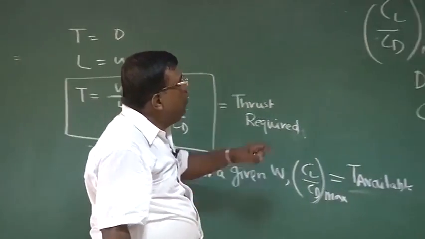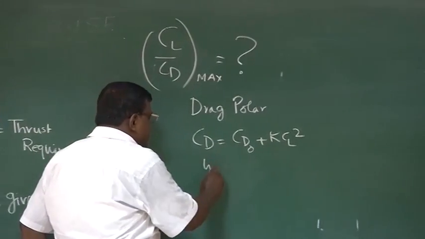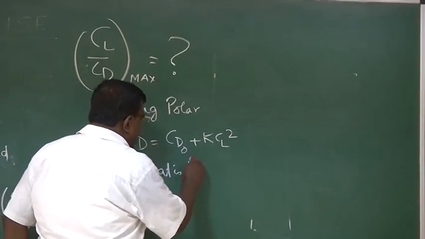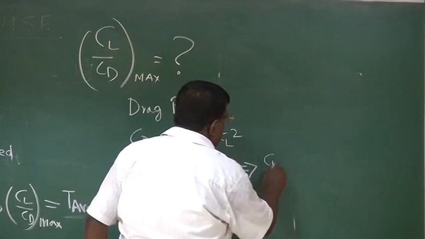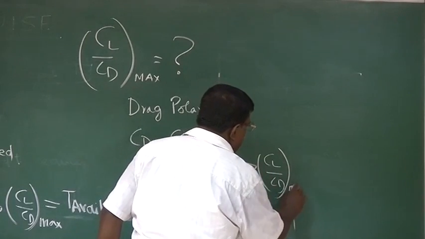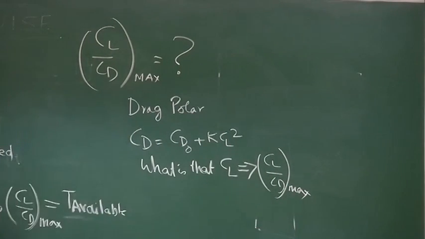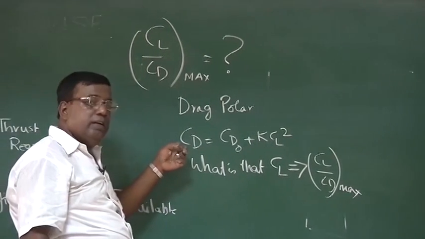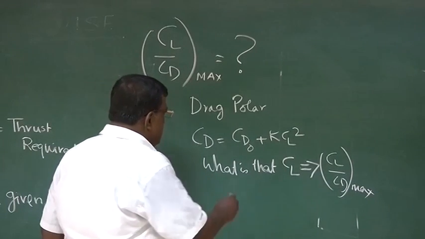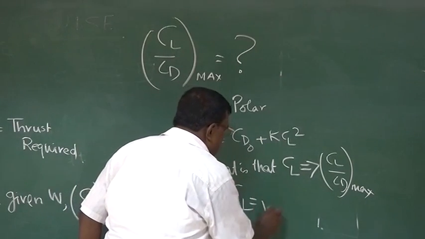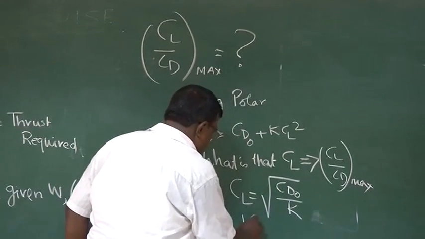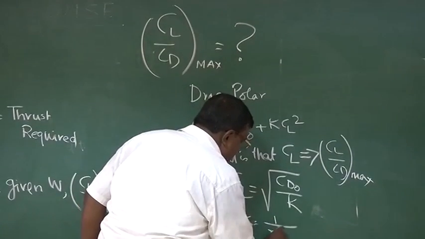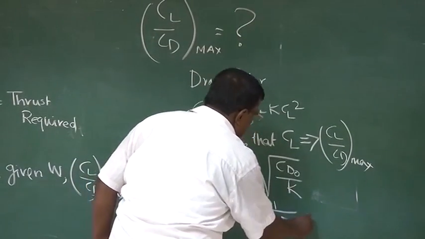The question is, what is that CL that will ensure CL by CD is maximum? Very straightforward, this will be one of your assignment problems. You have to find out the condition through a differentiation, and you can show that the answer is CL should be equal to square root of CD naught by K, where K, you know, is roughly 1 by pi aspect ratio into E.